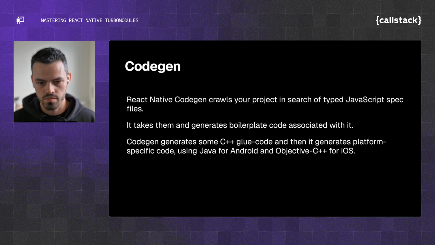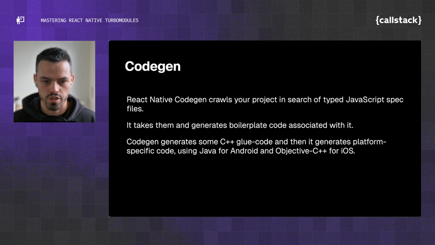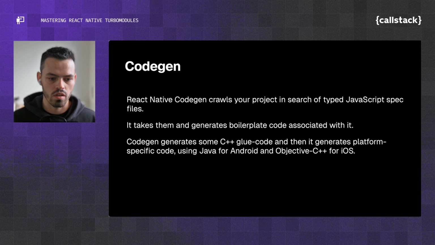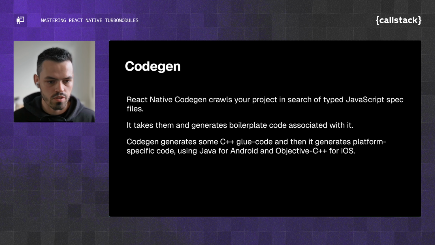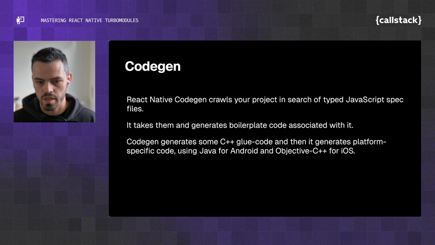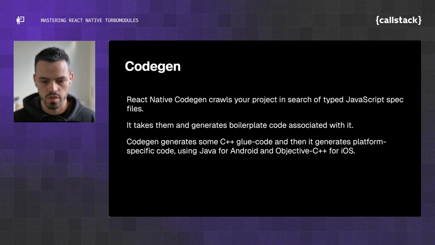So the second thing you should know is React Native Codegen, which is a tool that crawls your project in search of TypeScript files that define how your module looks. And it kind of defines a contract between your TypeScript files and your native code. So it generates boilerplate code, like some C++, Java, Objective-C++, etc. We will dive into how this generated code looks, so you know where it lives and how to read it.